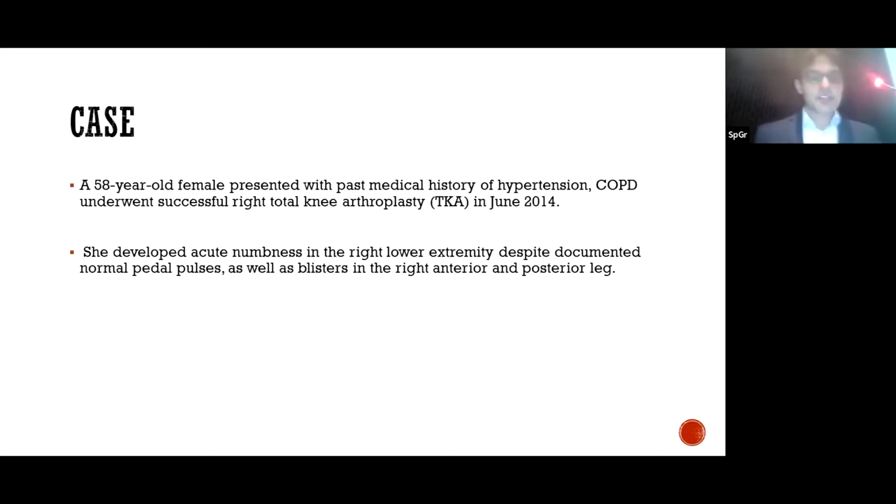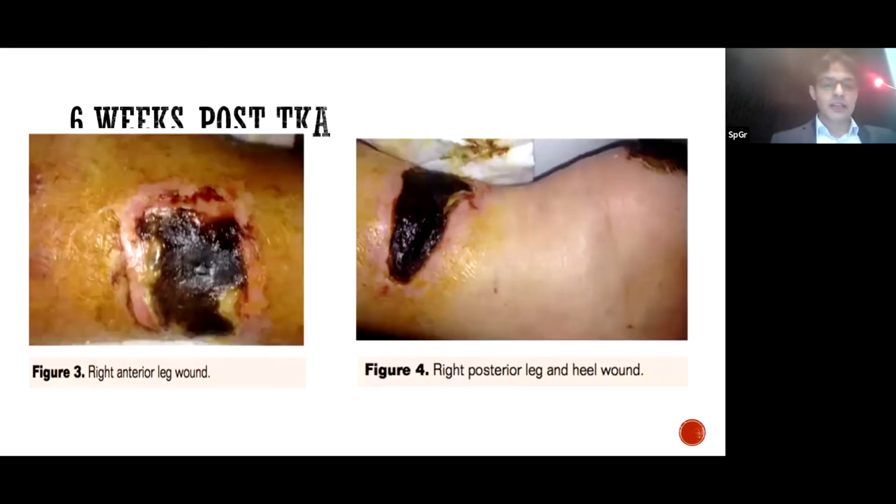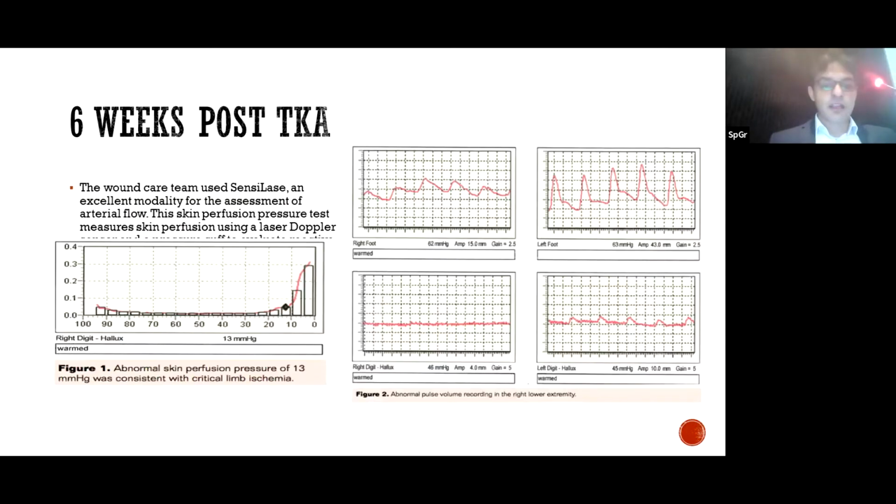This was another patient. Actually, this was my first month after I started my first job. A 58-year-old lady with hypertension. For those of you in a multidisciplinary hospital like AQU, you should be aware of this. She underwent total knee arthroplasty in 2014, and a couple of weeks later she came in with severe pain, numbness, as well as these ulcers. Just looking at these ulcers, you can see this is an arterial ulcer, right? Less bleeding, punched-out lesion, very painful. And this was the skin perfusion test, which was severely abnormal in the right leg compared to the left leg.